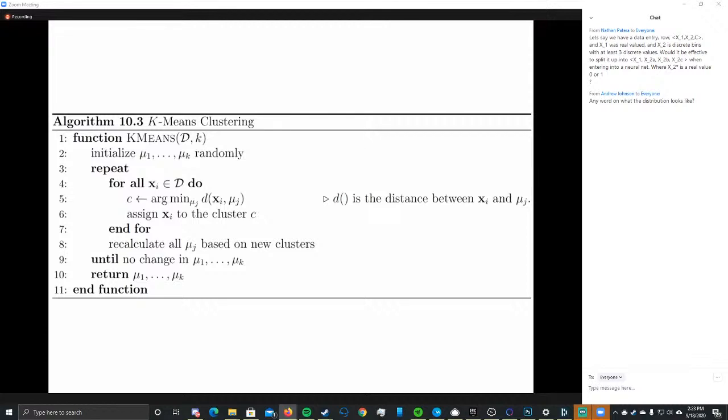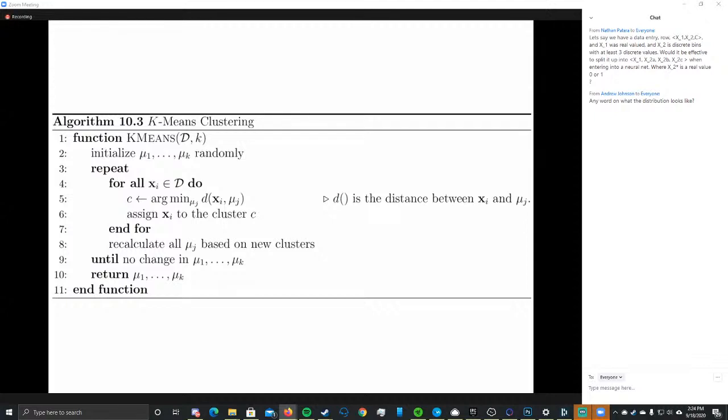So here is pseudocode for doing k-means clustering. And the first thing you'll notice is that we're feeding into the algorithm our data set and that value k. K is the guess at the number of clusters.